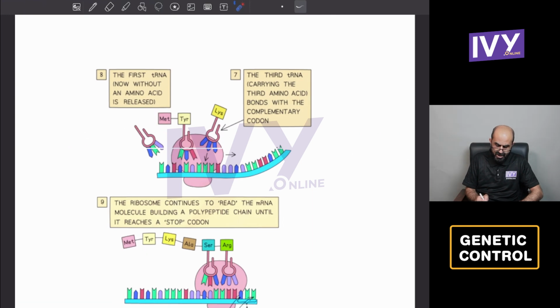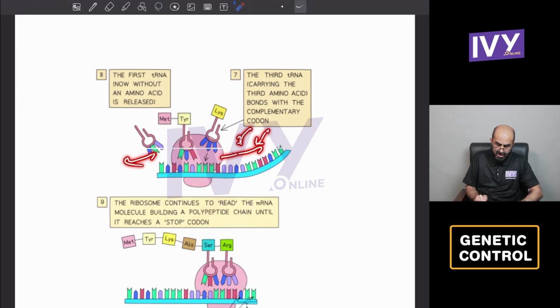Similarly, the process continues. The ribosome moves one step ahead. Now the other codon should also be outside. Again, the peptidyl transferase acts, and the amino acyl bond and the hydrogen bond will be broken down, and the chain elongation will continue. So the first tRNA, now without an amino acid, is released. Now, the ribosome continues to read the messenger RNA molecule, building a polypeptide chain until it reaches a stop codon. So finally, this is the stop codon, and the process will continue.